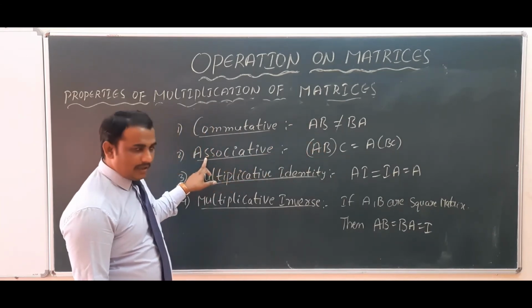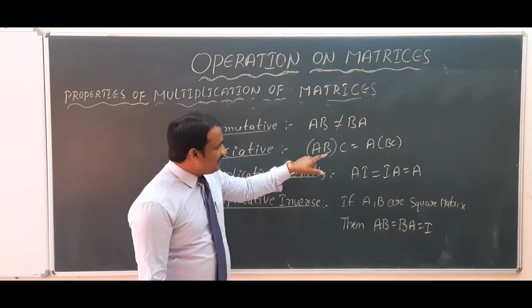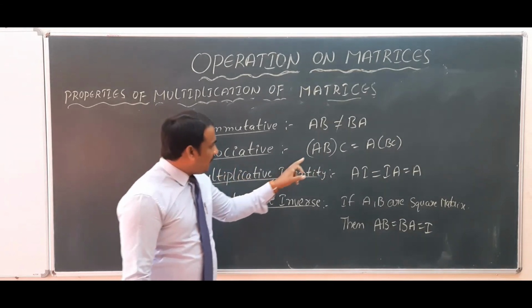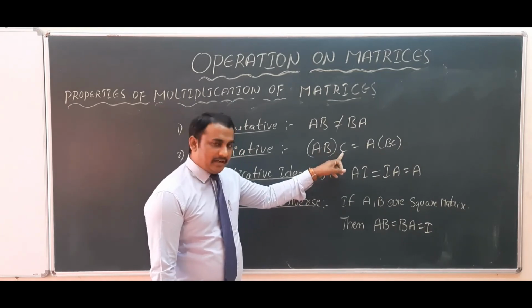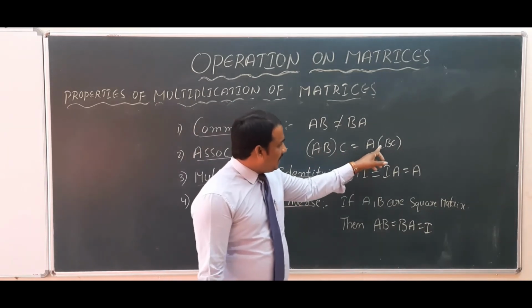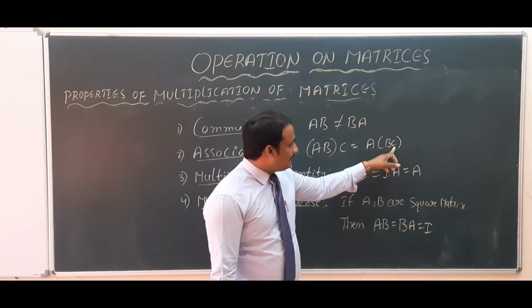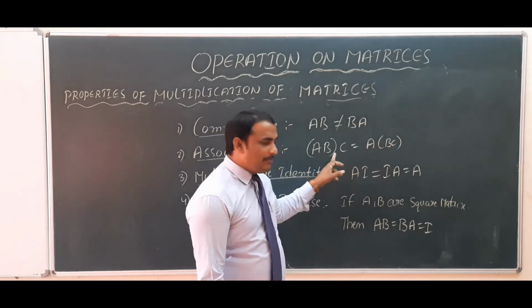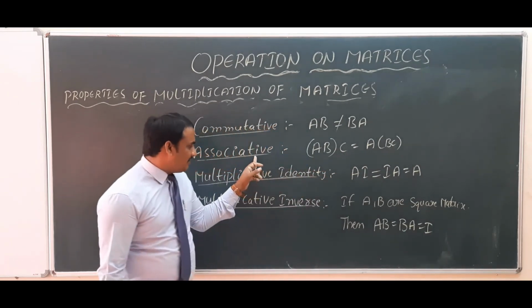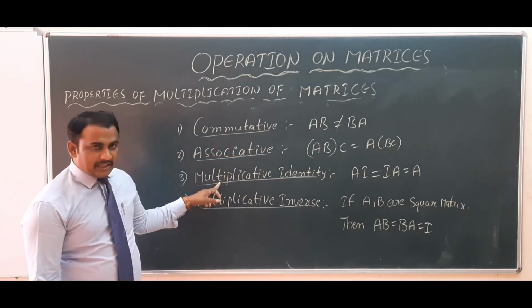Next one, associative law. In associative law, A, B, C are 3 matrices given. First you have to product A and B matrix. After that you can product with C matrix. Same equal to, here first you multiply the BC product. After that you multiply into A matrix. Both will be equal. Associative law will exist.